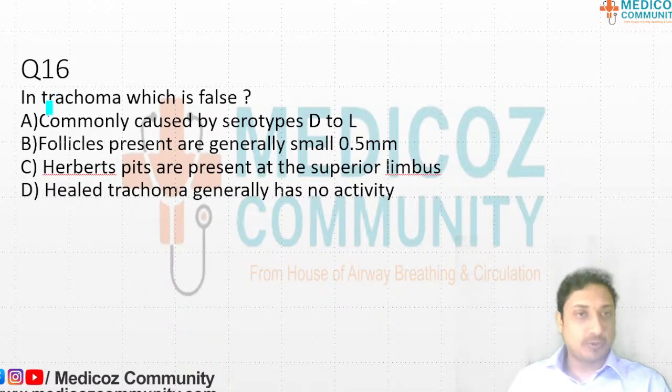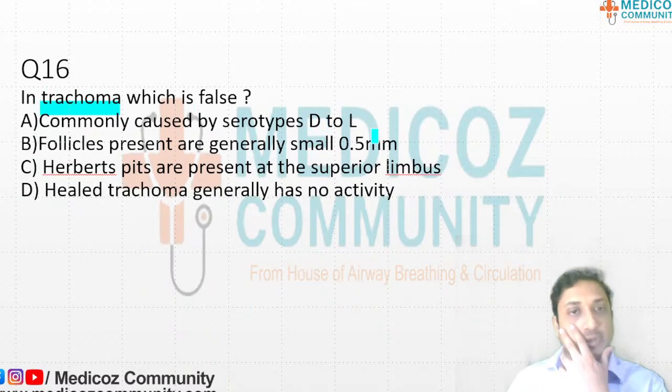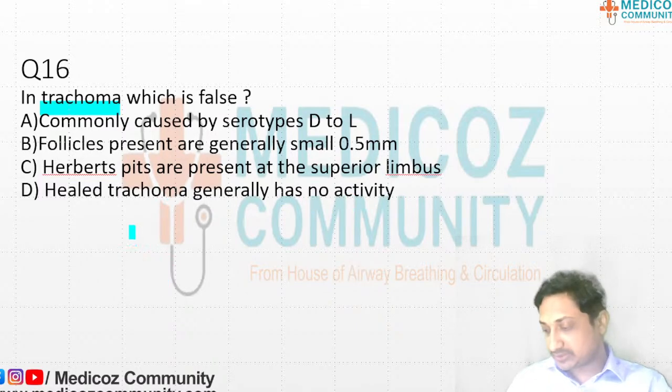This is about trachoma. In trachoma, which of the following is false? A. It is commonly caused by chlamydial serotypes D to L. B. Follicles are present, generally smaller than 0.5 mm. C. Herbert's pits are present at the superior limbus. D. Healed trachoma generally has no activity. Give your answers in the comment box.